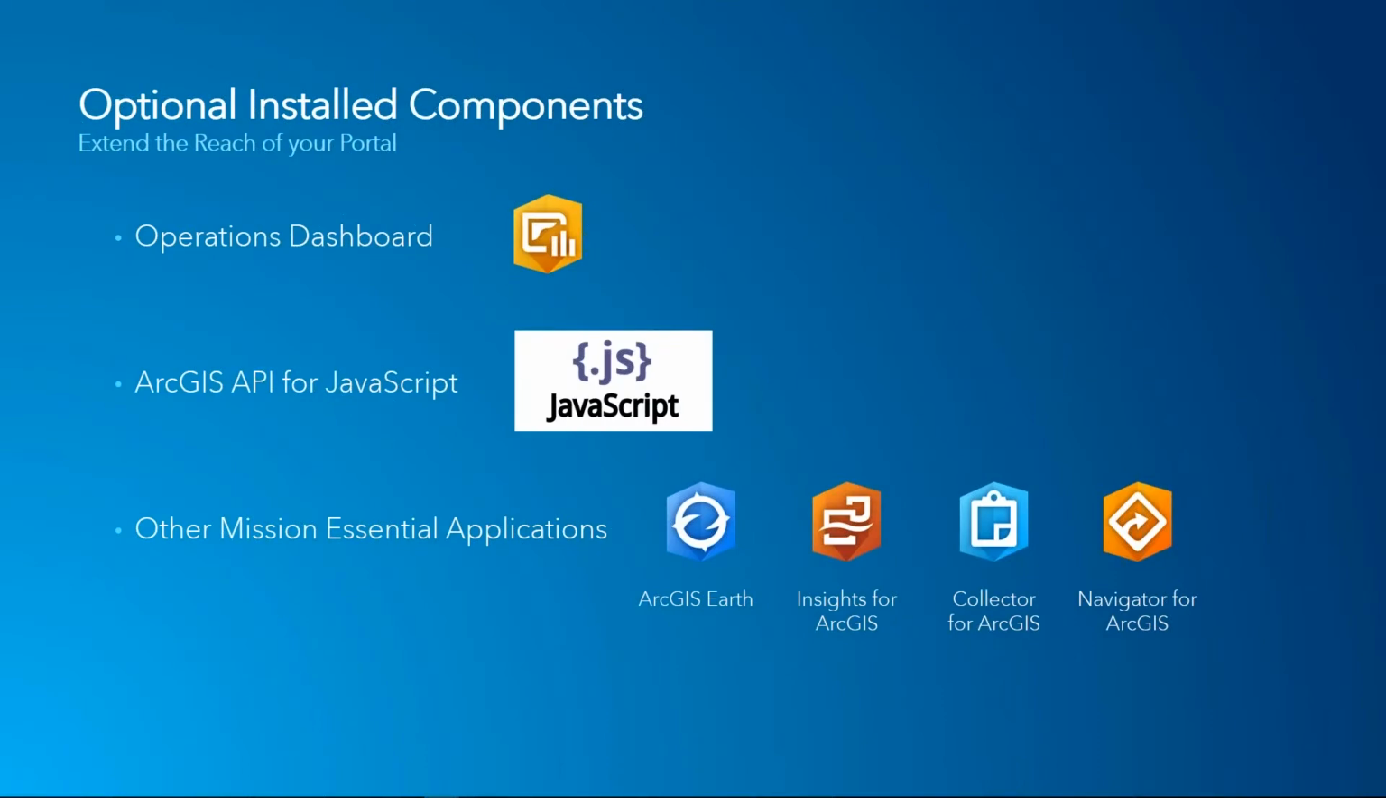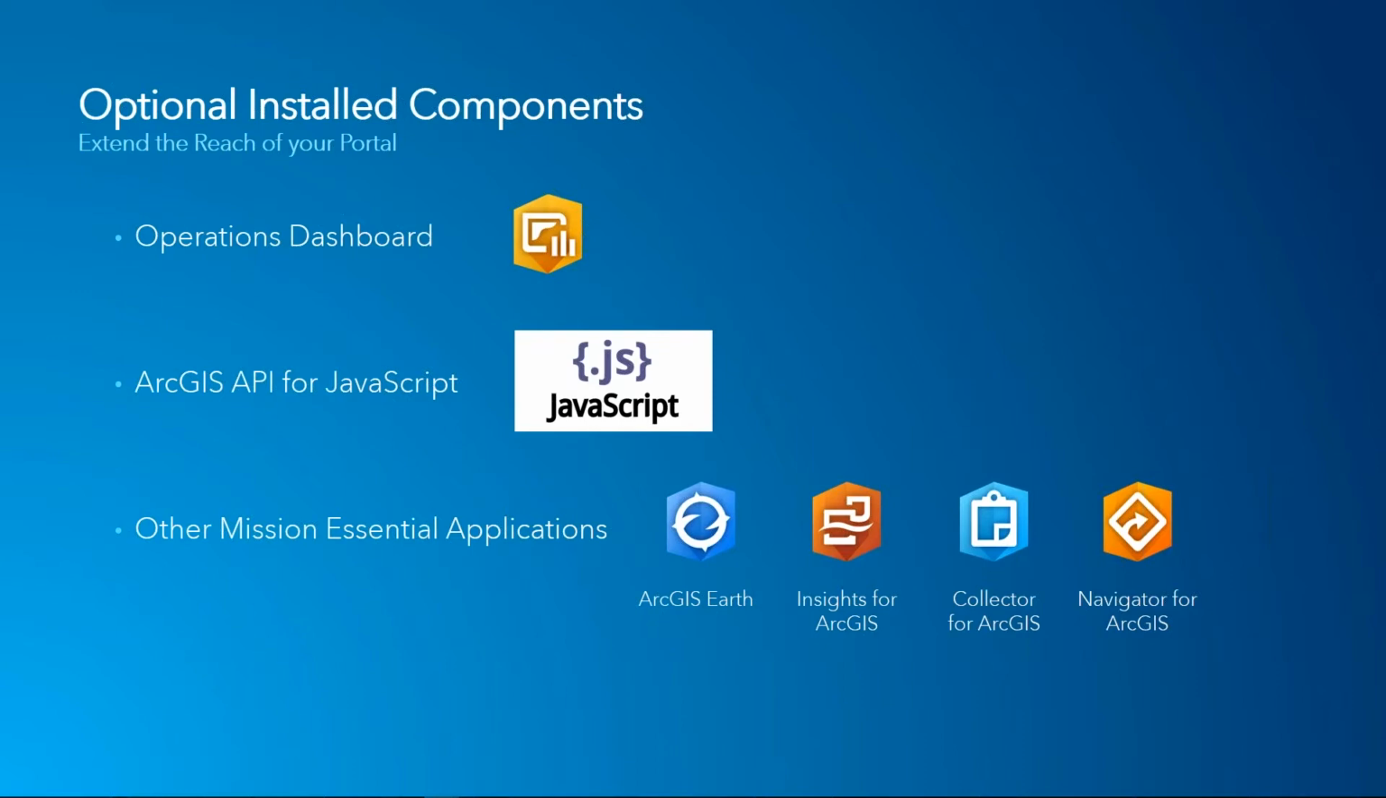Now, there are some optional installed components that we want to talk about here. Whenever you're working with ArcGIS Enterprise in a disconnected environment, you need to really ensure that you have all the necessary items to keep people informed, keep people operating in the way that they would in a connected environment. Some of these items that you might want to consider are Operations Dashboard. This is going to be important if you need to exercise some measure of command and control using your local data. Something else, the ArcGIS API for JavaScript.